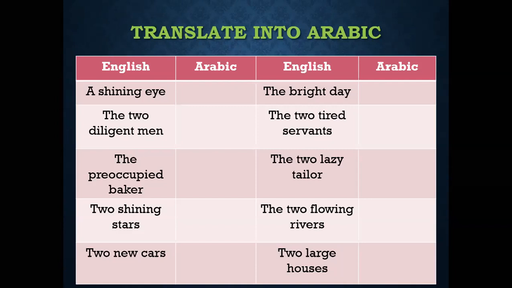The preoccupied baker, the busy baker. Baker is khabbaz from khubz. Khubz means bread. The suggests that this is a marifa word, so you would say al-khabbazu, busy, al-mashghulu. Al-khabbazu al-mashghulu. Two shining stars. Stars, kawkab. Tathniya or dual form is kawkabani without al because there's no the there. So you would say kawkabani, just add ani. Kawkabun, kawkabani.